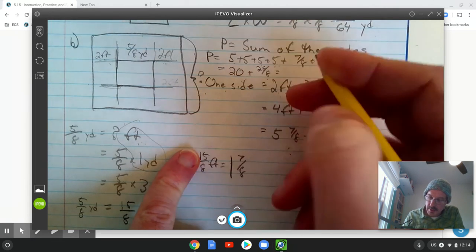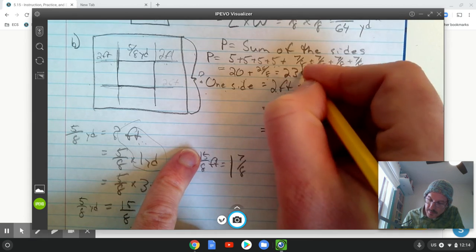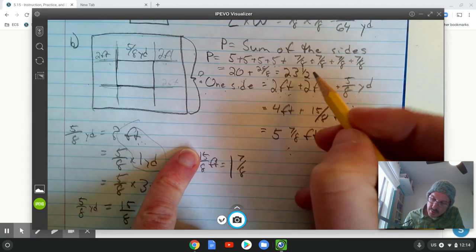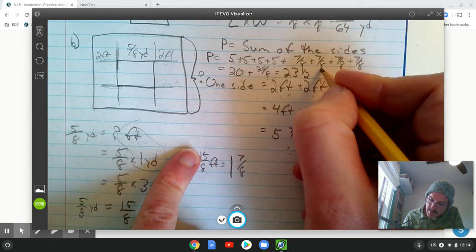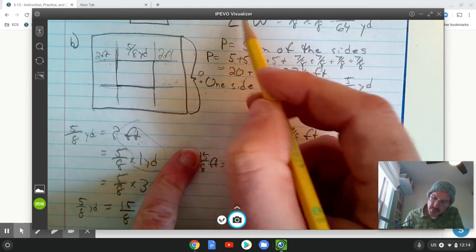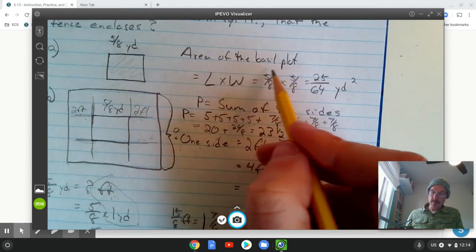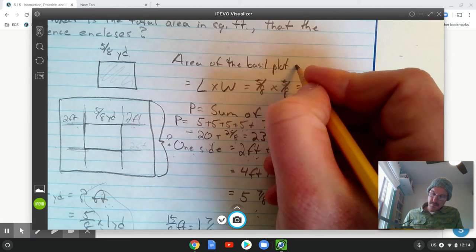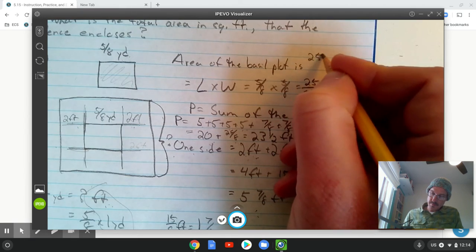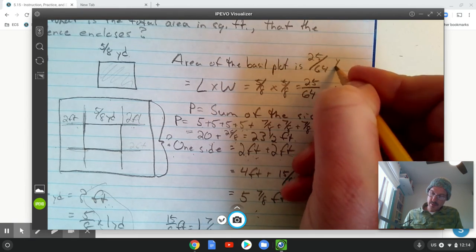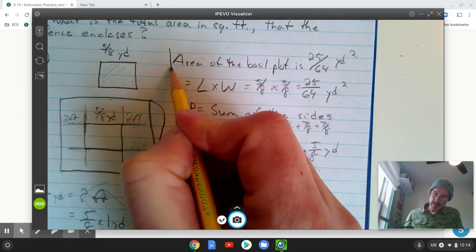3.5 plus 20 is 23.5. So the perimeter is 23.5 feet. I should have finished writing here and said the area of the basal plot is 25/64 yards squared. So that's my answer for the first part.